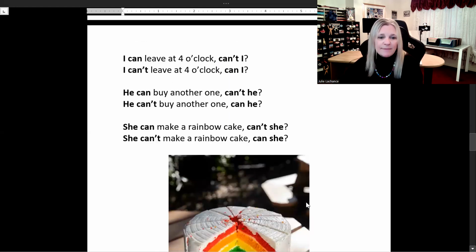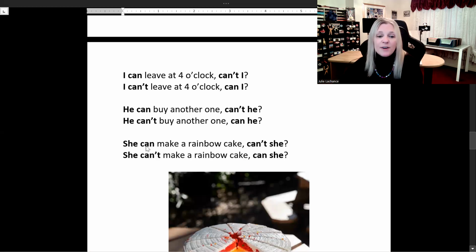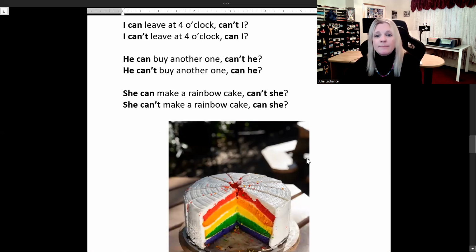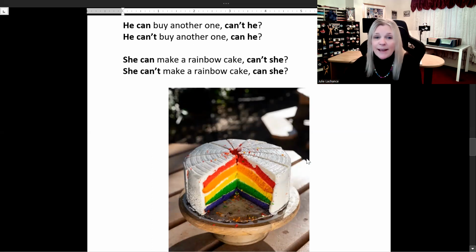So it's the same thing, right? So whatever is affirmative at the beginning, you put negative at the end of the tag question. Whatever's negative in the beginning, you put affirmative at the end of the tag question. Same thing all the time. That's why English is so easy. Just learn it once and you will just apply it all the time.